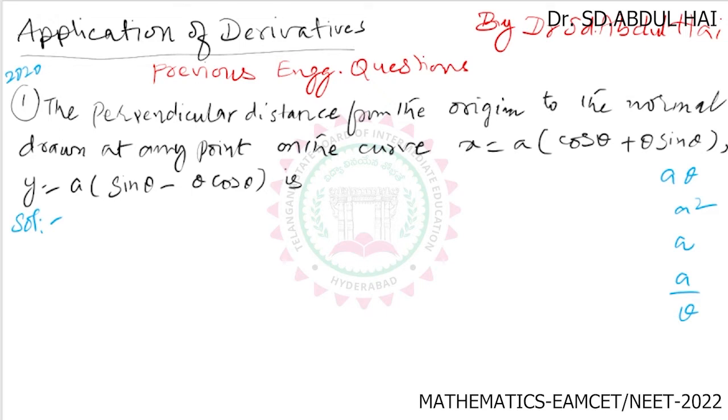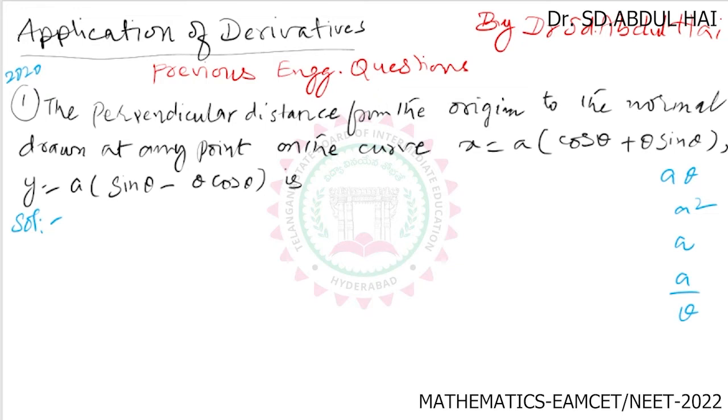Today I am discussing the problems from the chapter of application of derivative. From this chapter you will get 3 to 4 questions, and I'll discuss today some previous questions which were asked in the Eamcet examination. This is Dr. Abdul Hai. Right? Now write down the first question.